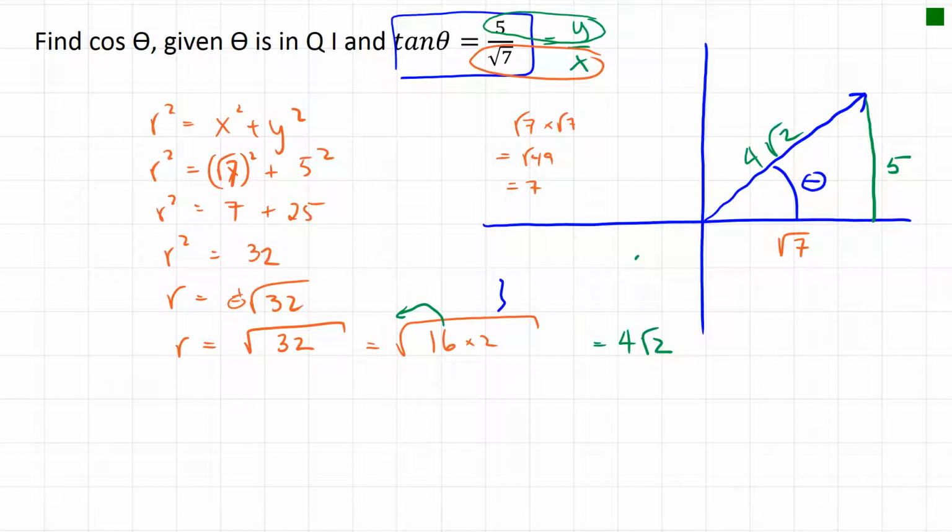And then I go back to the question. I said find the cosine ratio. So the cosine ratio is x over r. The x value was root 7, and the radius was 4 root 2.